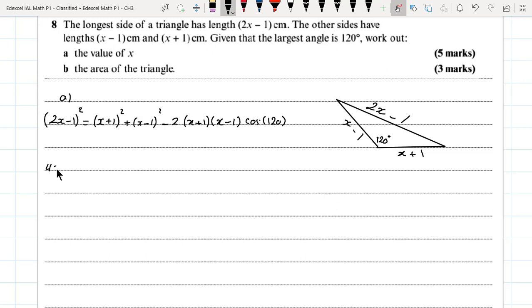Expanding the left hand side, we have 4x squared minus 4x, and then plus 1 is equal to x squared plus 2x plus 1, plus also we have here x squared minus 2x plus 1, and here we can say that cosine 120 is negative 1 over 2. Negative times negative will be positive, and the half will cancel too. Okay, so we have here x plus 1 times x minus 1, which is positive, of course, now.